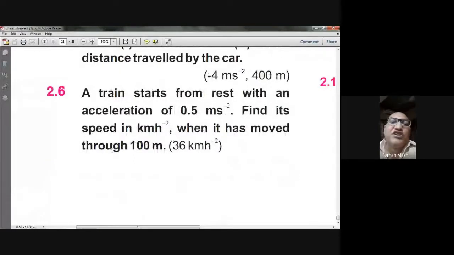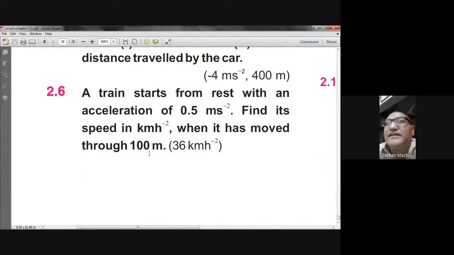Okay, question number 2.6 is showing up on your screen. A train starts from rest with an acceleration of 0.5 meter per second square. Find its speed in kilometer per hour when it has moved through 100 meters. The unit has gone wrong on the screen; it should be kilometer per hour.